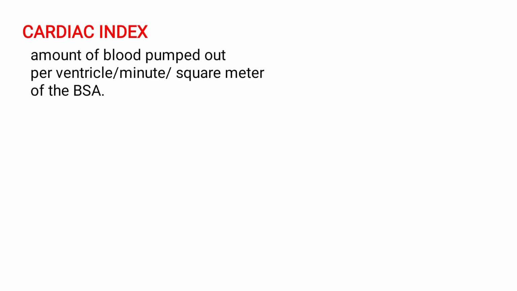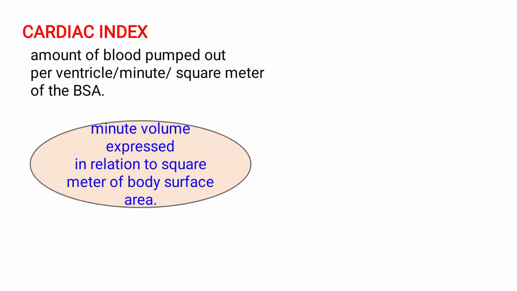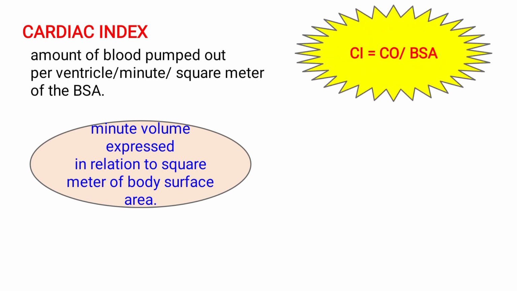Cardiac index is the amount of blood pumped out per ventricle per minute per square meter of the body surface area. It is nothing but the minute volume expressed in relation to the square meter of the body surface area. Cardiac index is given by the formula cardiac output divided by body surface area.